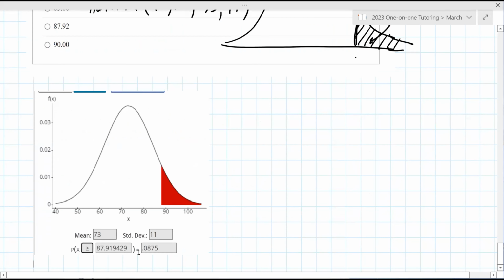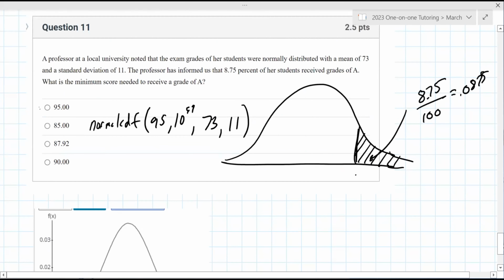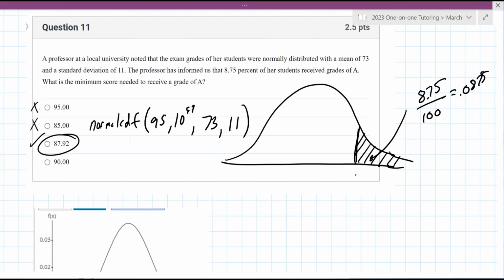All right, so you can see here that the answer is 87.92 because it gives you an area of 0.0875 in the tail there. As you're being very careful, you would check this, be like, okay, didn't work. Okay, it did work. Do you have enough time on the exam to do that? That's something to think about.